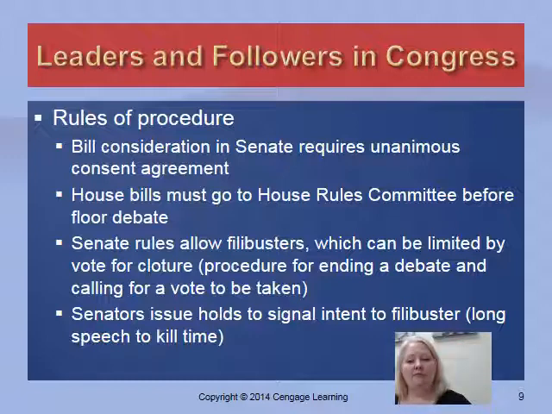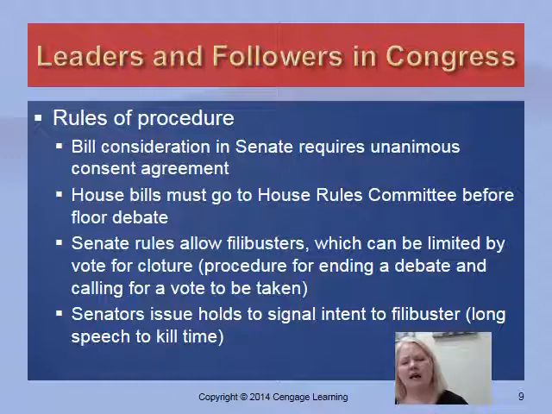Senate rules allow filibusters, and filibusters are long speeches to kill time. There's no better way to put it. Long speeches specifically just to kill time. And you'd be surprised at how long some of these people can talk. Hours and hours and hours sometimes.